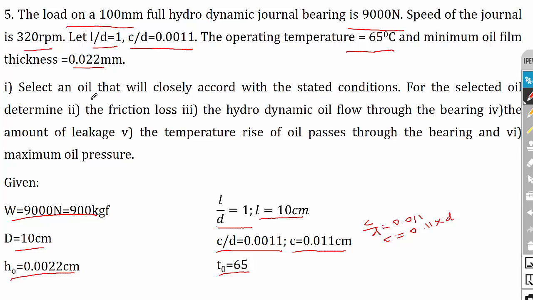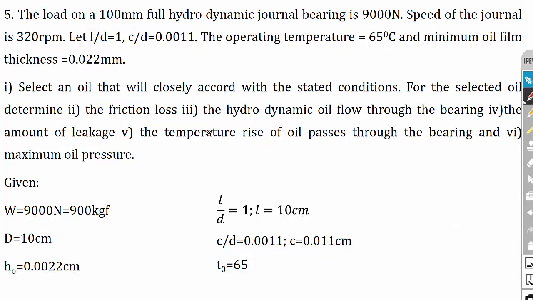So first step, we have to select a lubrication oil. Then second step, for the selected oil, determine the friction loss, then the hydrodynamic oil flow through the bearing, then the amount of leakage, then the temperature rise of oil passing through the bearing, and finally the maximum oil pressure. Okay. So first we'll select the lubrication oil, then I'll tell you how to select the remaining parameters.